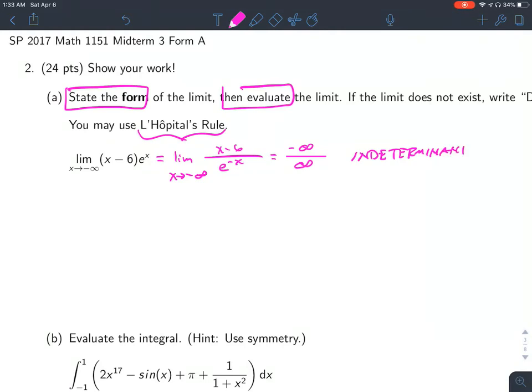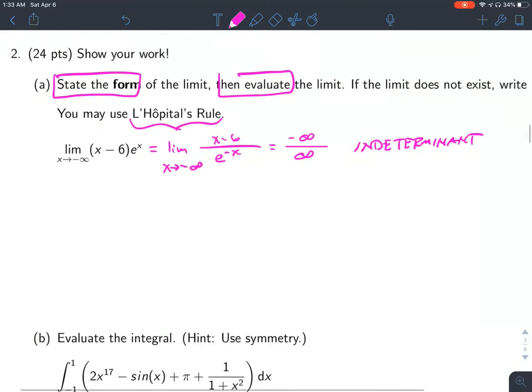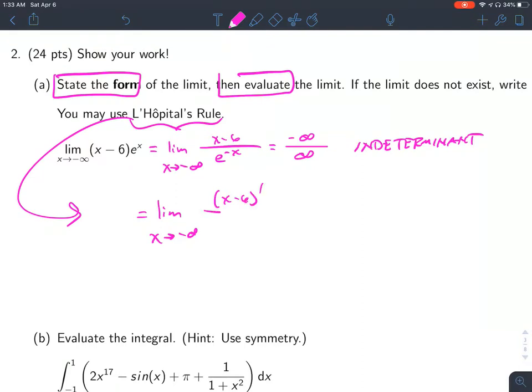Indeterminate. I'm not sure if that's how you spell it because I'm a terrible speller. If it's indeterminate, you can use L'Hopital's rule. L'Hopital's rule is pretty awesome. It says that we can take the derivative of both the numerator and denominator and then see if we can evaluate the limit.